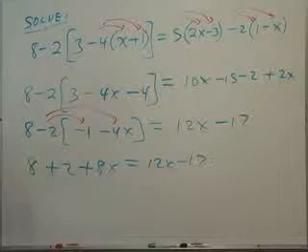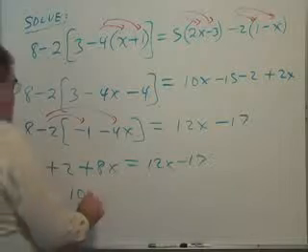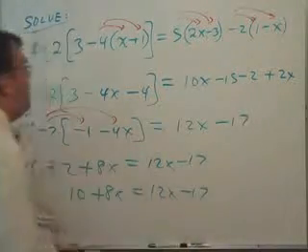And we can do a little more simplifying on the left. I'll add the 8 and 2 together. They'll combine. 10 plus 8x equals 12x minus 17.